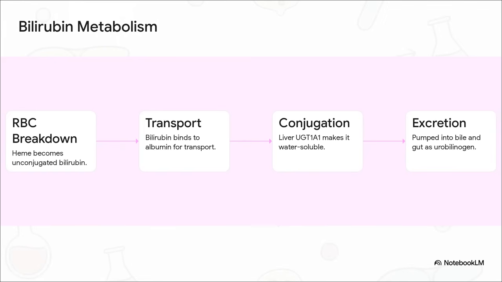Step 3. Inside the liver's hepatocytes, a crucial enzyme called UGT1A1 attaches a sugar to the bilirubin. This conjugation process magically transforms it from lipid-soluble to water-soluble. Step 4. This new water-soluble conjugated bilirubin is actively pumped by the MRP2 transporter out of the liver into the bile ducts and down into the gut. Intestinal bacteria then convert it into urobilinogen, which is what gives urine its yellow color and stool its brown color.